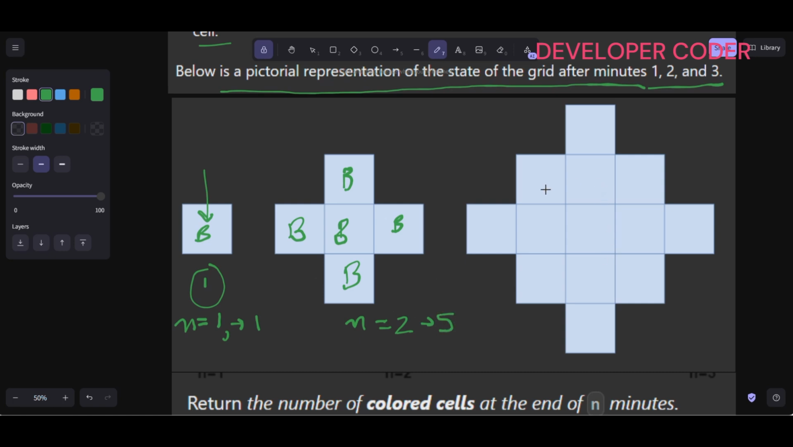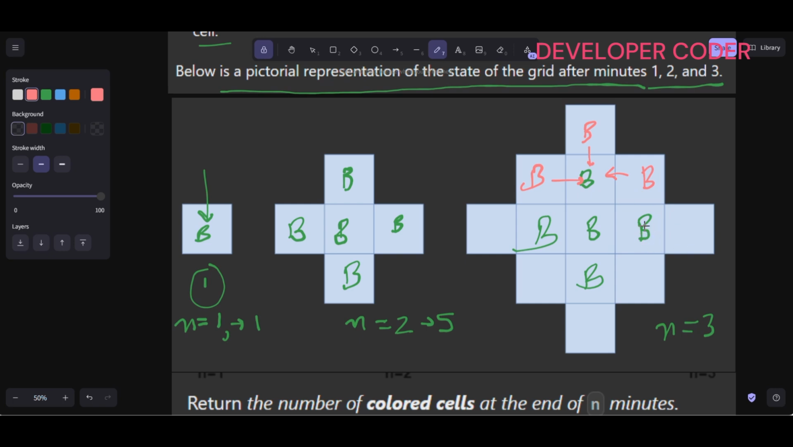Done. Now here for n is equal to 3. Initially at n is equal to 2, we have these cells painted as blue, this and this and this. Now in the next minute, at third minute, I see that this uncolored cell is touching this one, this uncolored cell is also touching this one, this uncolored cell is also touching this one. So I'm going to paint all this blue, this to blue, this to blue.